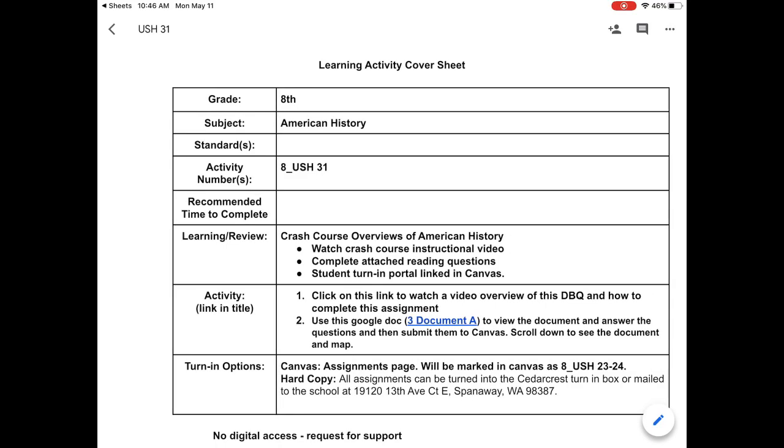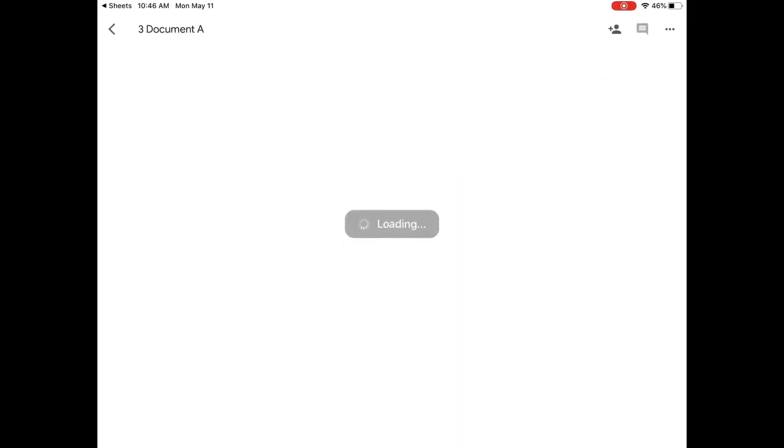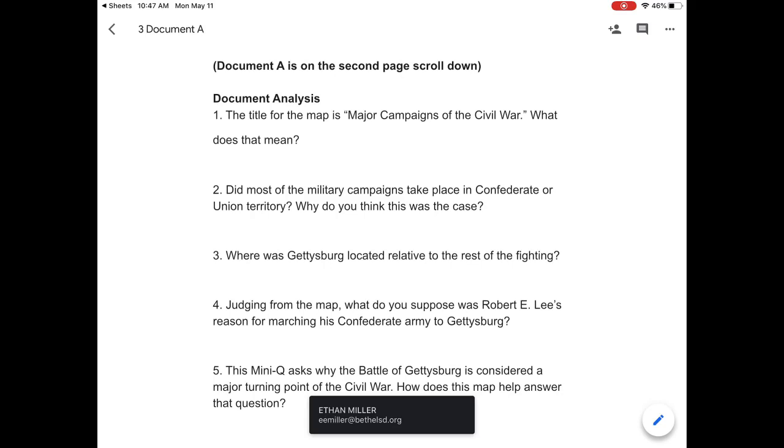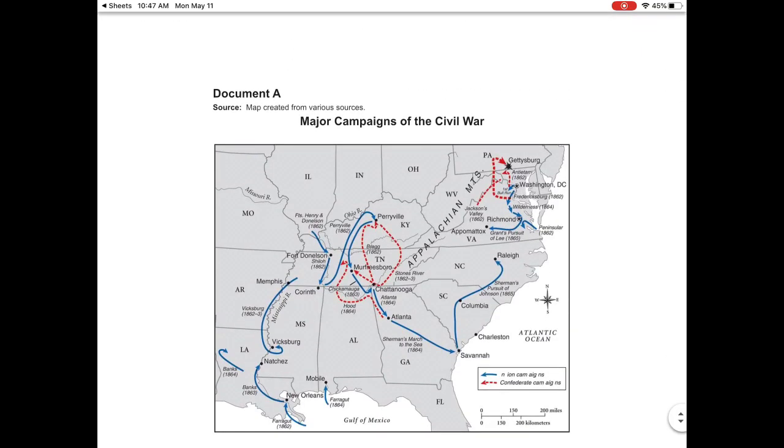Taking a look at document A today for U.S. History Lesson 31. And so you see right up here at the top it says the document A is on the second page. Scroll down. And the reason I did that is because it's easier for us to grade it when you turn it into Canvas if we can see the questions right up at the top. But I'll start by scrolling down.